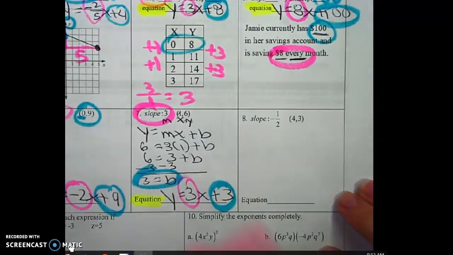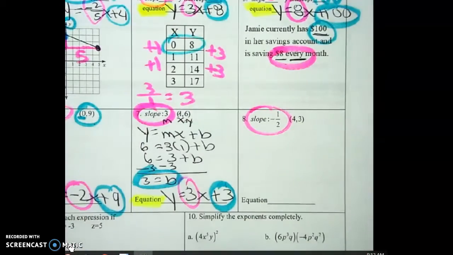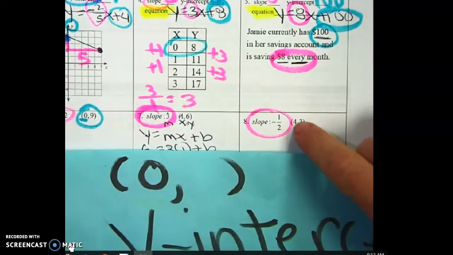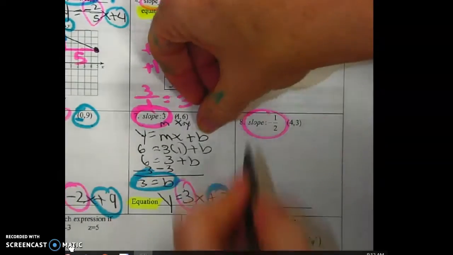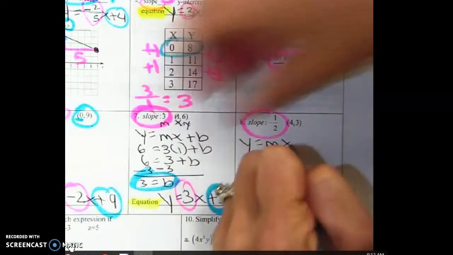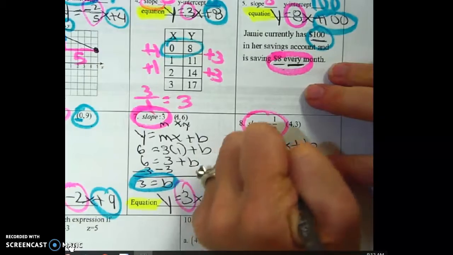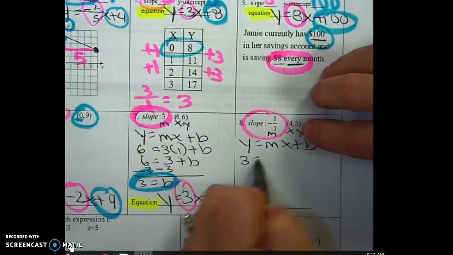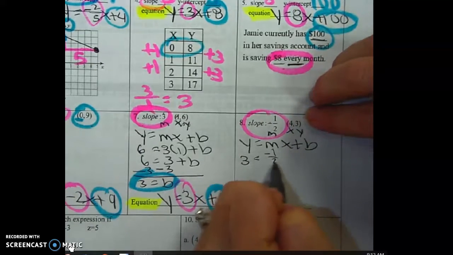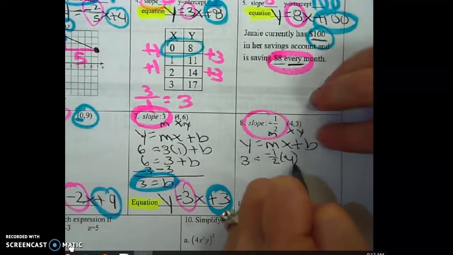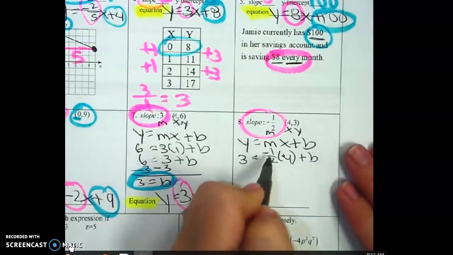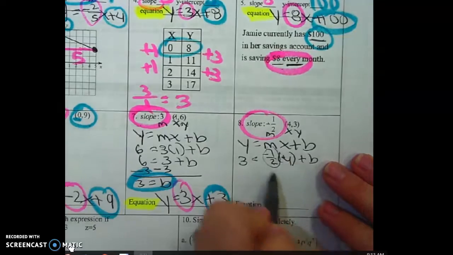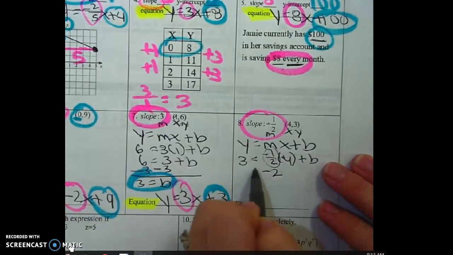Cool. I have my slope. But I don't have my y-intercept because my y-intercept is not 0. So that means I got to do y equals mx plus b. This is my m, this is my x, this is my y. So y equals negative 1/2 times 4 plus b. When I multiply by a half, just take half the number. Half of 4 is 2, boom, negative.